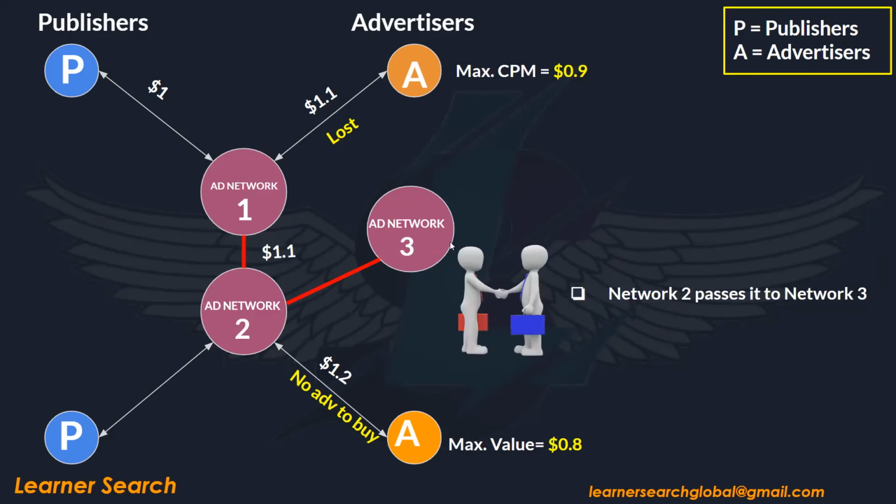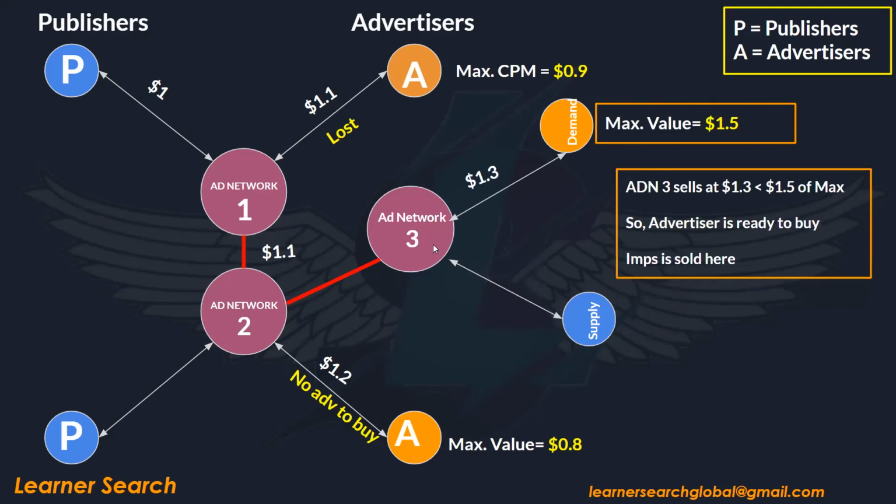Now again, ad network 2 makes a new relationship with ad network 3, let's assume. So network 2 passes it to network 3. The setup is made in such a way that the request gets redirected. This ad network 3 obviously has demand and supply.